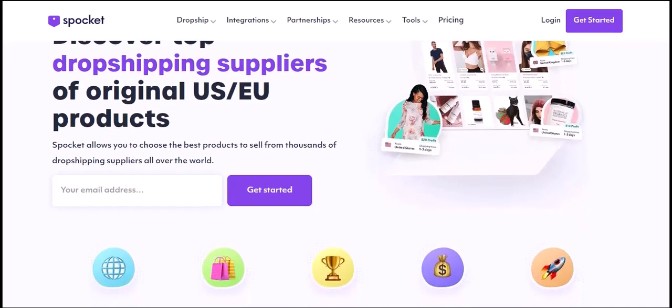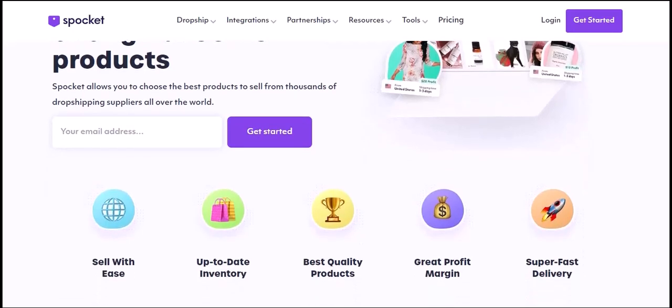In this video, we'll break down the key differences between Oberlo and Spocket, helping you decide which one is right for your dropshipping business. 1. Product sourcing and selection. Let's start with the basics, product sourcing. Both Oberlo and Spocket offer a wide range of products to choose from, but there are some differences.